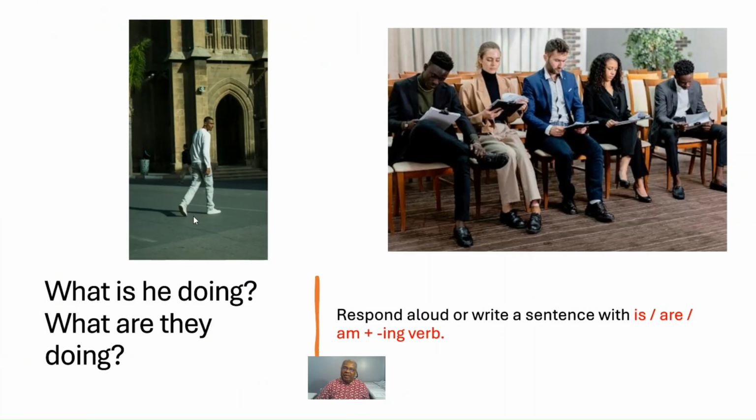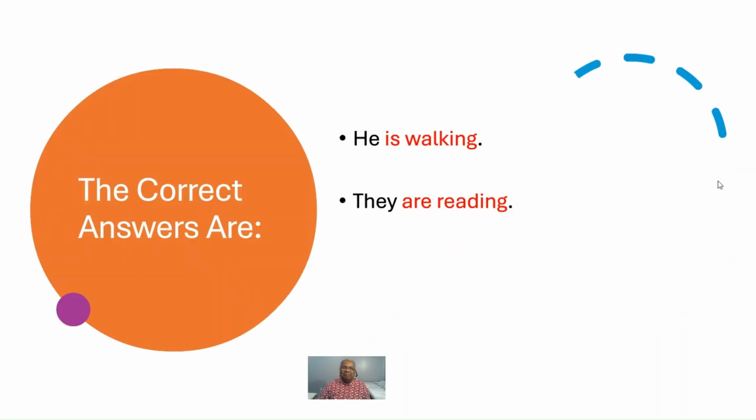What is he doing? What are they doing? Respond aloud or write a sentence with is, are, am, plus an ing verb. Please pause the video and work at your own pace. The correct answers are he is walking, they are reading.